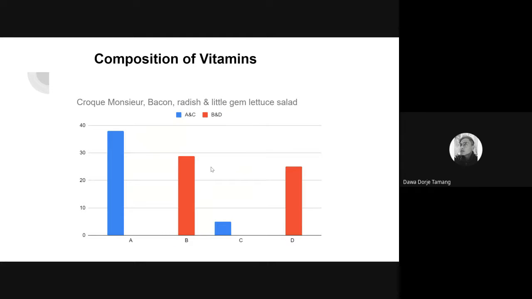So this is the composition of vitamins. So we calculated the vitamins of this food, we compiled both the dishes and we came up with the vitamins. So vitamin A in both the dishes is really high. The vitamin B is around 36 to 37%. The least is vitamin C in both the dishes, which is around 5%, and the vitamin D is around 25%. Next slide.